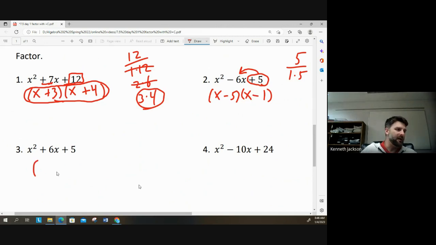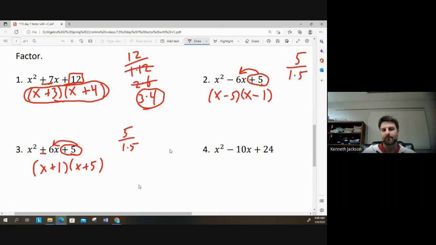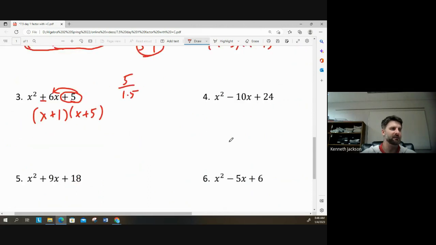On number 3, x and x will get me x squared. And again, I'm looking for numbers that multiply to 5 and add to 6. 1 and 5. Again, it's the same combination, 1 and 5. But now I need it to make a positive 6, so they're both positive. Same sign, add and keep. They both must be positive.